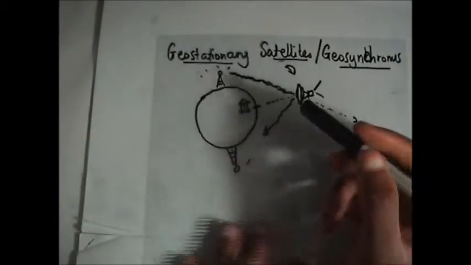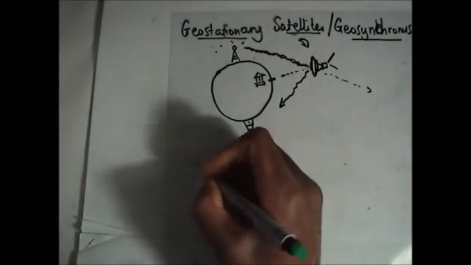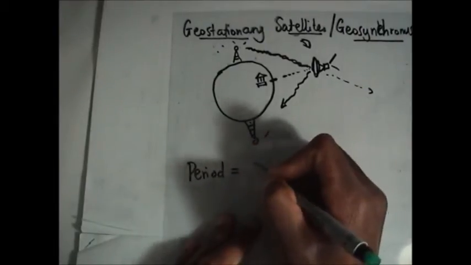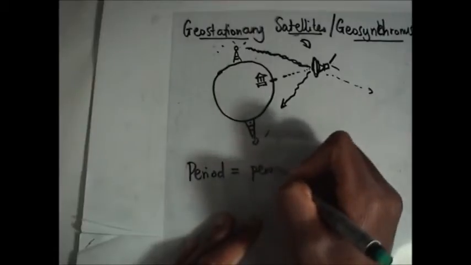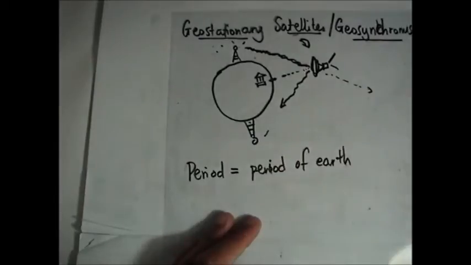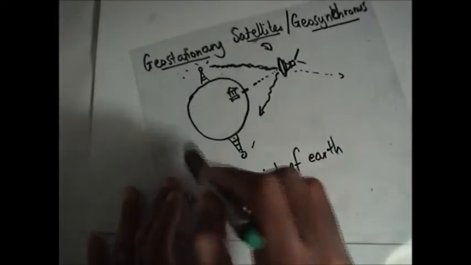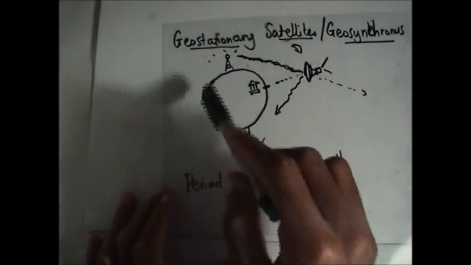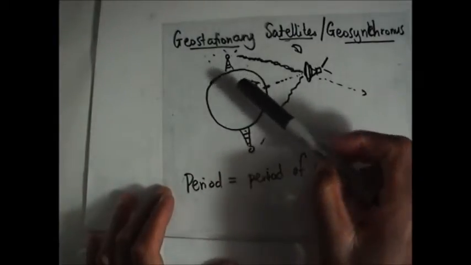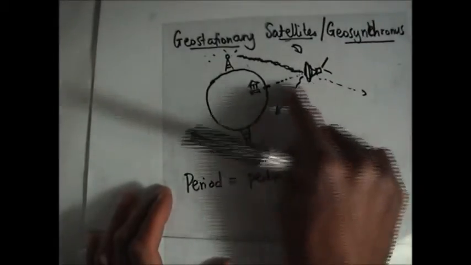So now let's consider their periods. What's special about this is their periods are exactly equal to the period of the Earth. Why? Because when the Earth rotates about its axis, it takes 24 hours. It takes a period for it to rotate right round, isn't it? But if this thing is always at the same point, then it means it's also taking 24 hours to return to the same point.